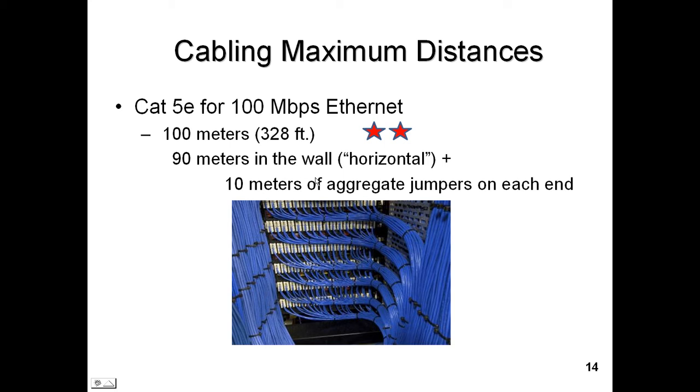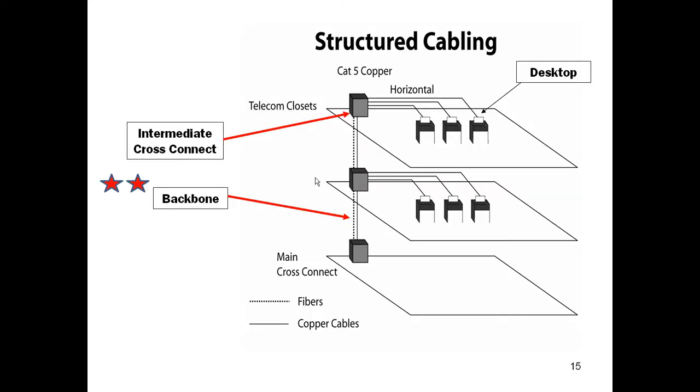There's a couple of ways we can do it. If we need to go more than 100 meters or 328 feet from the network switch out to our physical security device, our card reader, our camera, our video encoder, our NVR.